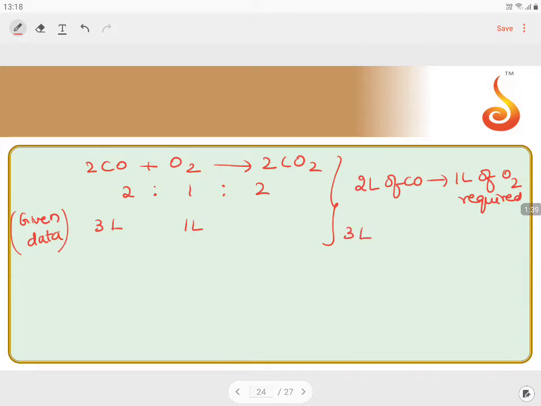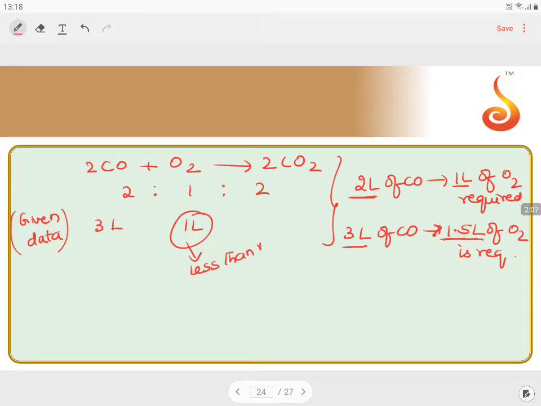For 3 liters of CO, half of that, 1.5 liters of oxygen is required. See here, for 2 liters, half of 2, 1 liter of oxygen is required. For 3 liters, half of 3, 1.5 liters is required. But given is 1 liter, required is 1.5. So 1 liter is less than the requirement. If it is less than requirement, then automatically this becomes your limiting reagent.